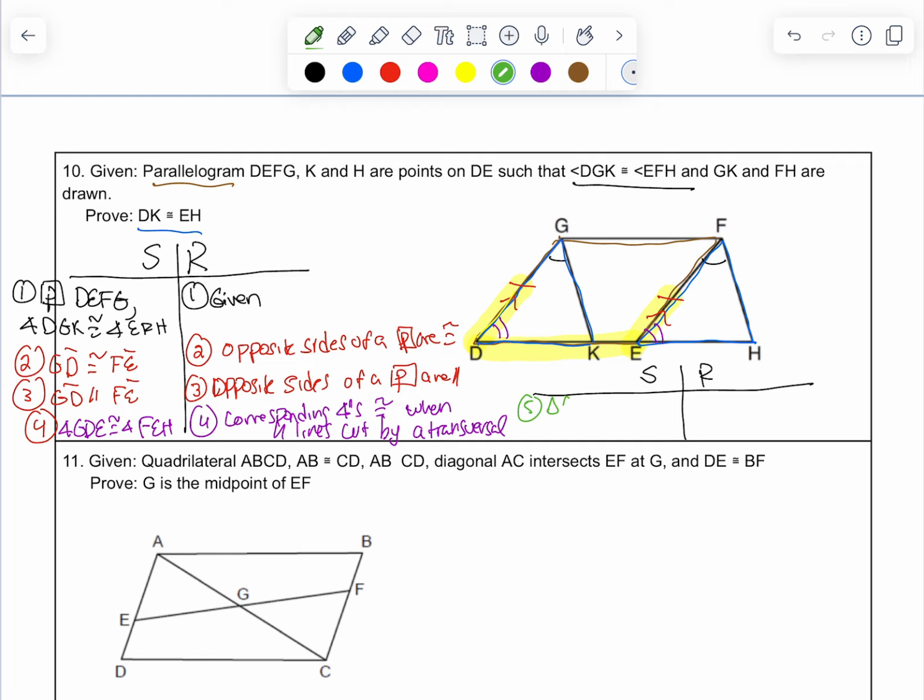So we can say triangle GDK is congruent to triangle FEH. And that's by angle side angle. And then we can get DK congruent to EH. And that's by CPCTC, because they're corresponding sides of those congruent triangles.